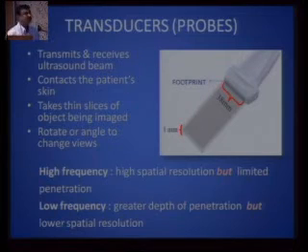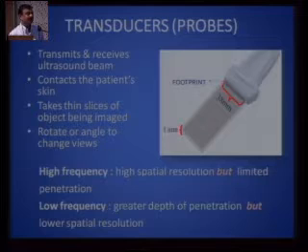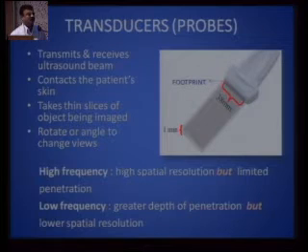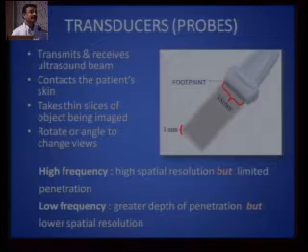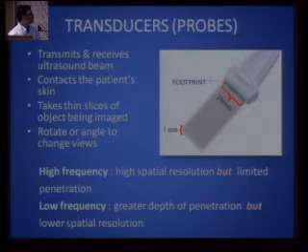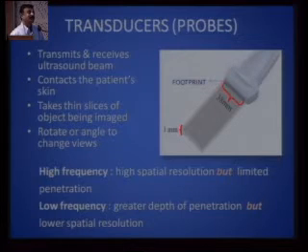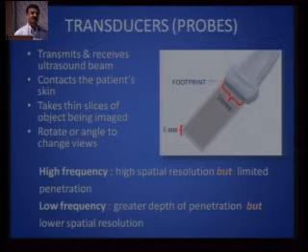As I said, a transducer or a probe is a very important part of the ultrasound machine. It both transmits and receives the ultrasound beam. It makes contact with the patient's skin, and since this is a very costly piece of equipment, you need to render it sterile before you do your blocks. It takes thin slices of the object being imaged, and each slice is about 1 millimeter in thickness. You can rotate or change the transducer to get your views.